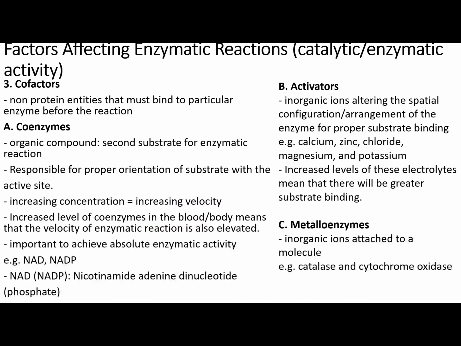Then we have your cofactors. Now, cofactors class are non-protein entities that must bind to a particular enzyme before the reaction. So there are different types of cofactors class. The first one is the coenzymes. Now, coenzymes class are organic compounds. This is the second substrate for enzymatic reaction. So organic compounds class, meaning they are usually substances in our body. They are responsible for proper orientation of substrate with the active site.